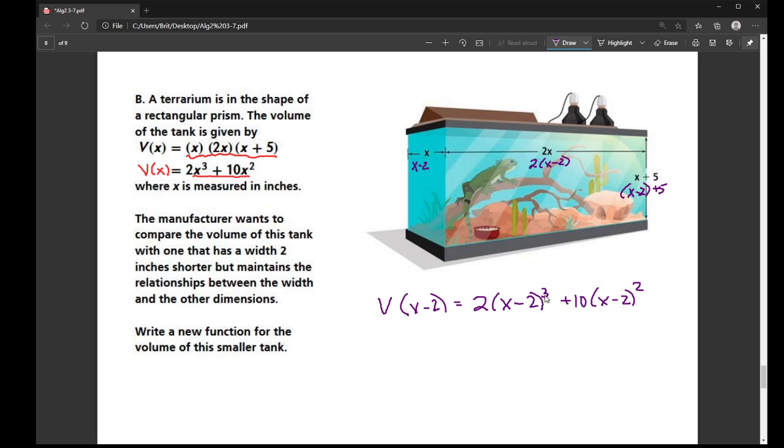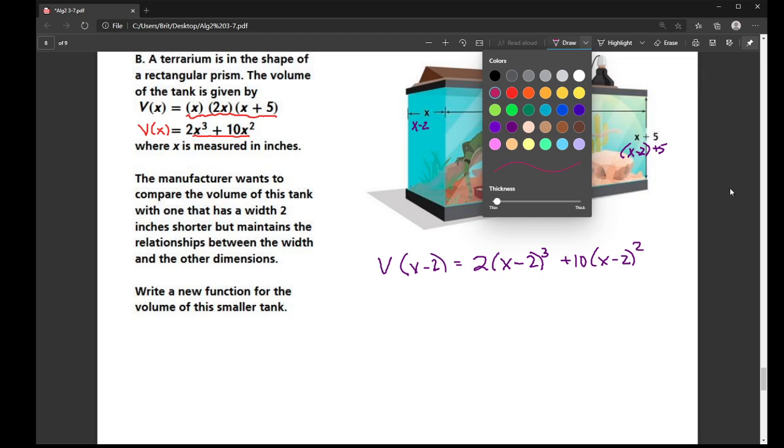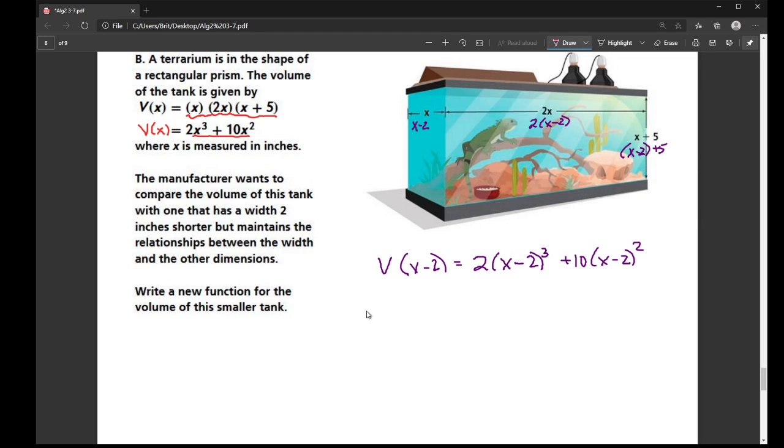Because I would need to FOIL this to the third, and I'd have to FOIL this and collect a lot of like terms. So when I do this, what I like to do is deal with that first equation, just because it's a little less work. So I'm going to say that the volume of x minus 2 is equal, and I'm just using these purple numbers now, to x minus 2 times 2 times x minus 2 times x minus 2 plus 5.